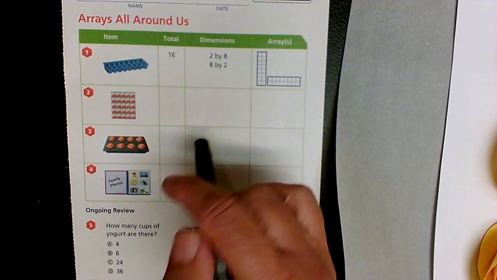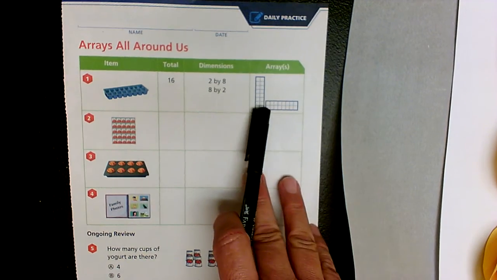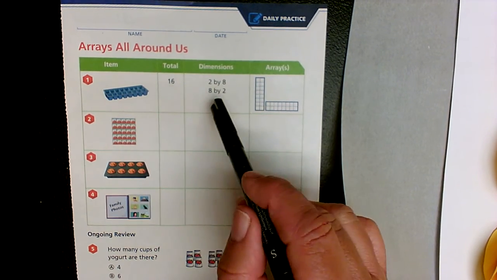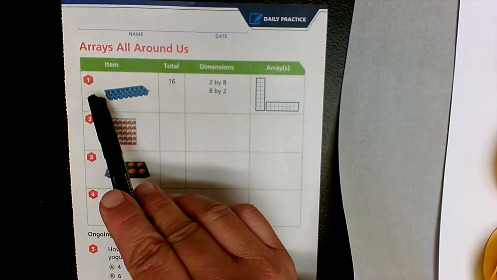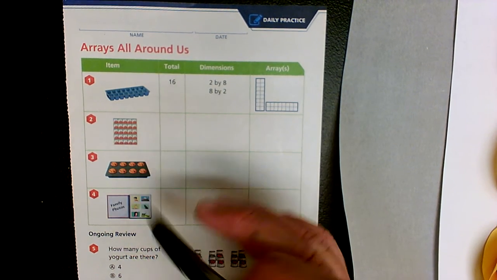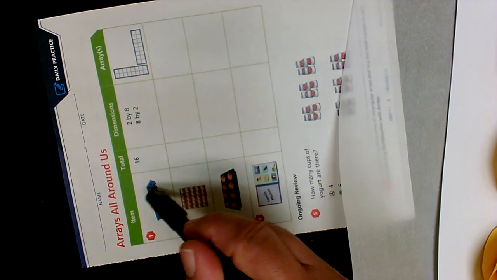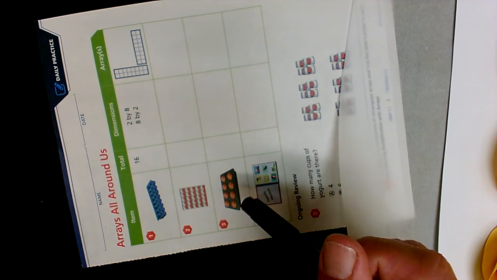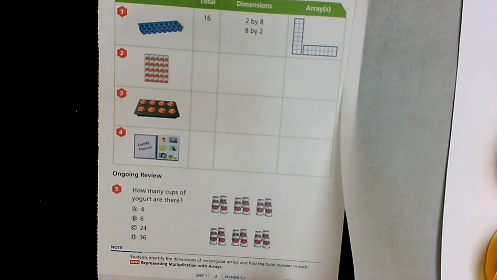All right, so what they're doing here in this daily practice is they're having you take a look at the array from both angles. So in this way, it's 2 by 8 because you have 2 rows. And then if you rotate it, you have 8 by 2. So that's how you're going to look at this assignment, and I hope that that helps you.